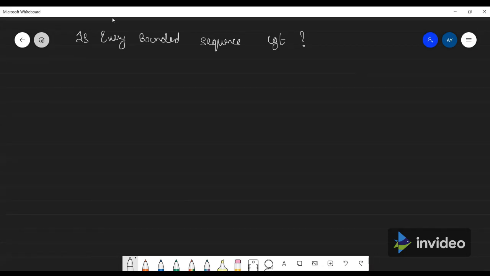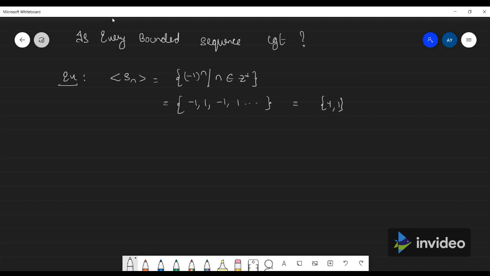Let us take the sequence Sn equal to (-1) to the power n, where n belongs to the positive integers. What will the sequence be? It alternates between -1 and +1: -1, 1, and so on. So the range of the sequence is either -1 or +1. What will be the infimum of the sequence? The infimum of Sn equals -1. The supremum of Sn equals +1.